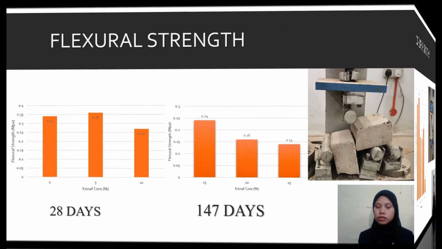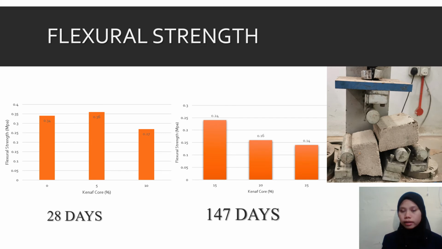Let's move to the flexural strength test result. For the flexural strength test, we should test all the specimens on 28 days, but due to the MCO, we managed to test several specimens on the 28th day and other specimens on the 147th day. And from the result, we can conclude that the specimen containing 5% of the Kenaf core has higher flexural strength compared to the control specimen. And we can also conclude that the increase of the Kenaf core replacement will decrease the flexural strength of the specimen.